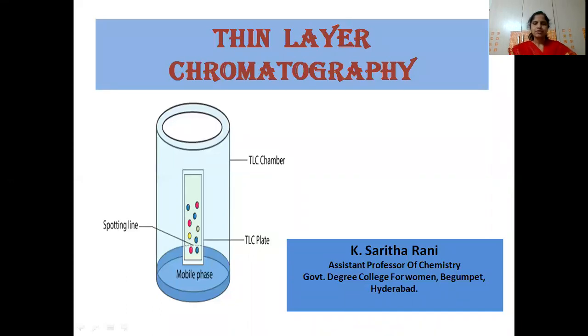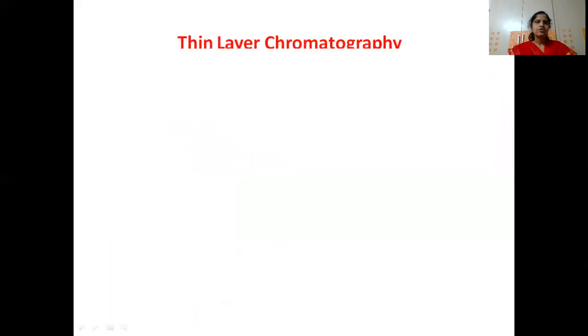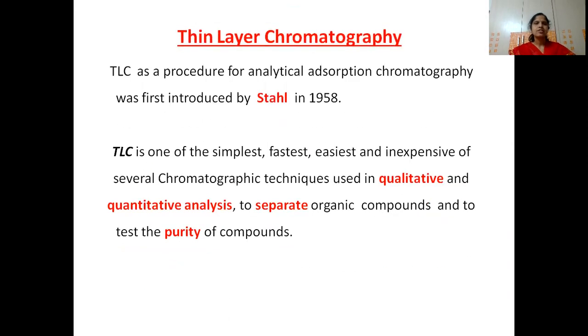Thin layer chromatography was first introduced by the scientist Stahl in the year 1958. Before the scientist Stahl, there were other scientists such as Constant, Jordan, Martin. Even they have done a lot of experiments. They have used this technique to separate the components from the plant extract.